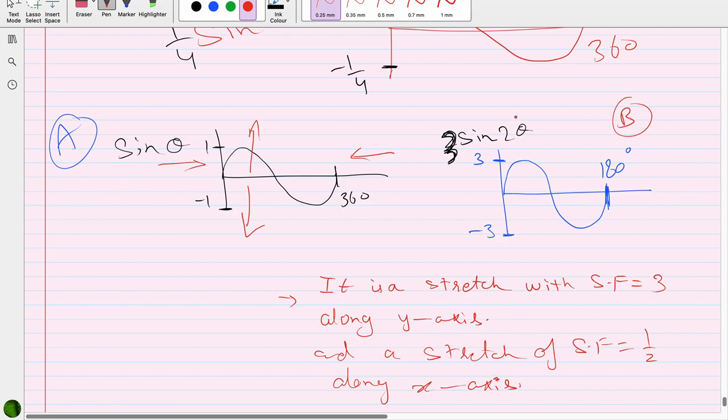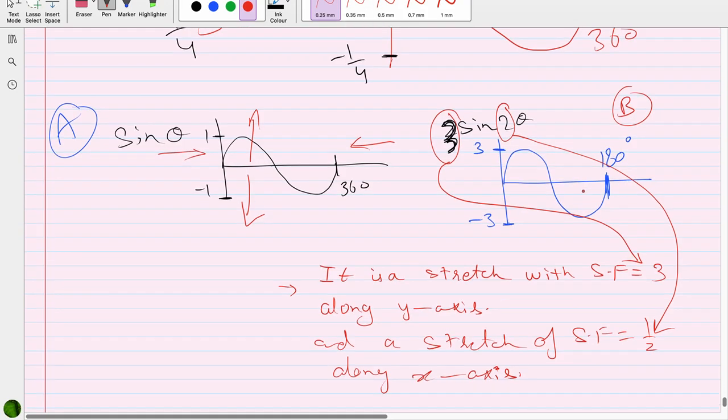So never confuse it with this. This is 2 and you know it is being compressed, so you wrote 1/2. This was 3 and this is still 3. Clear?